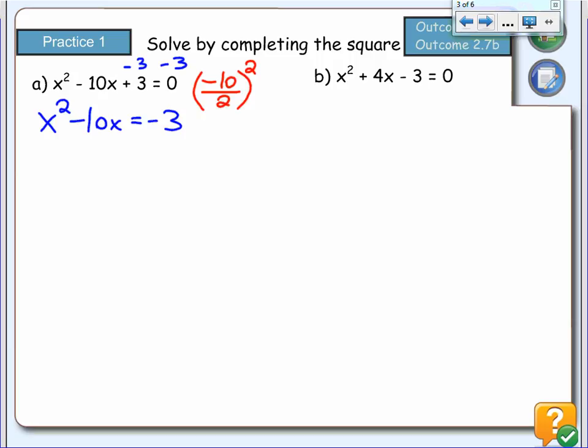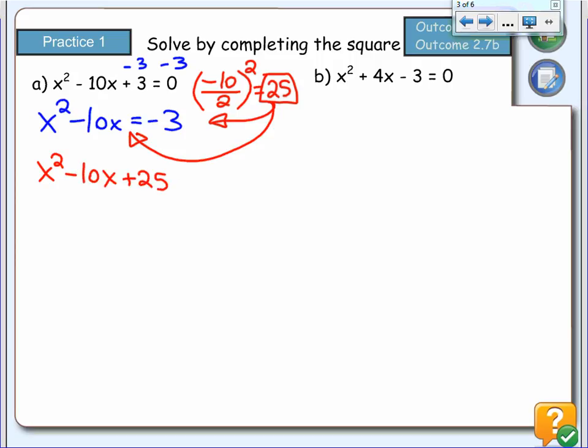And whatever your result is, our result here, negative 10 divided by 2 is 5. 5 squared is 25. Whatever you get, they said add that to both sides. So once there and once there. So you now have x squared minus 10x plus 25 equals negative 3 plus 25. So what we did there is we took that weird formula, b squared divided by 2, and we added it to both sides.